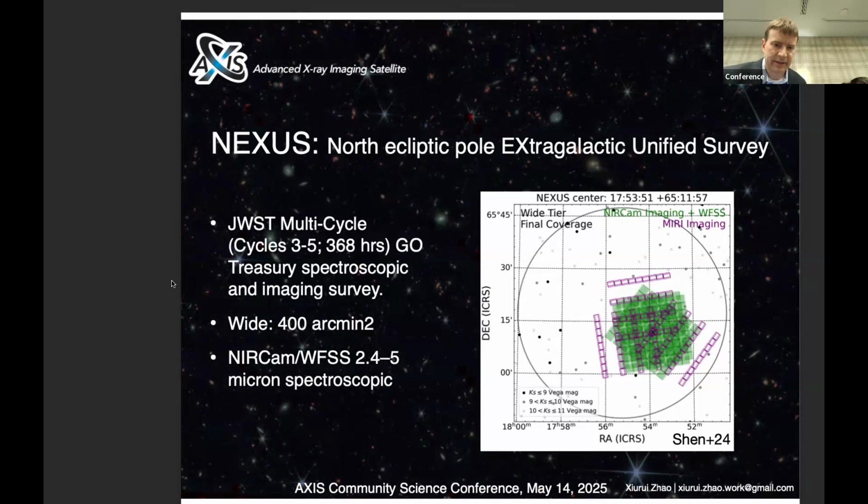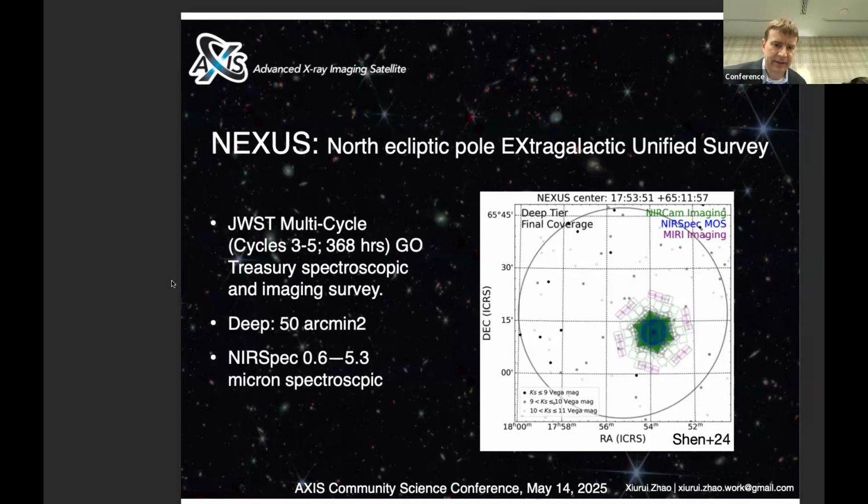The survey has 2 tiers. The wide tier includes a 400 square arcminute survey, performed with NIRCam WFSS, covering all sources in the near infrared from 2.4 to 5 micron with spectroscopy. So all the sources in the field will have spectroscopy and imaging at the same time. The deep tier includes a 50 square arcminute monitoring, done with NIRSpec at 0.6 to 5 micron spectroscopy and also imaging.